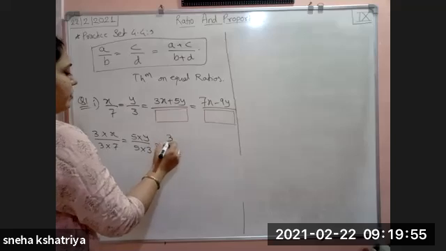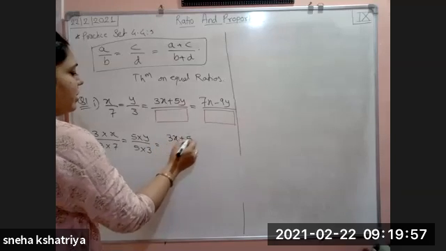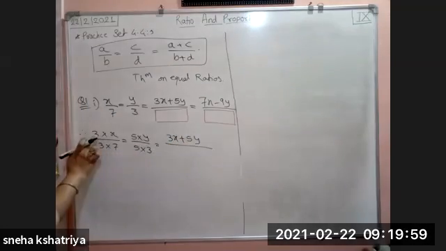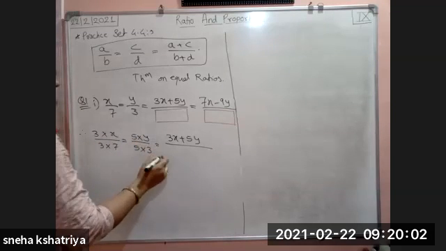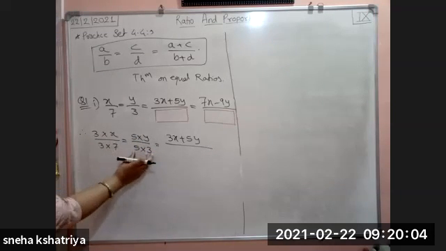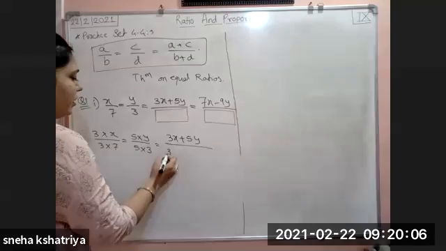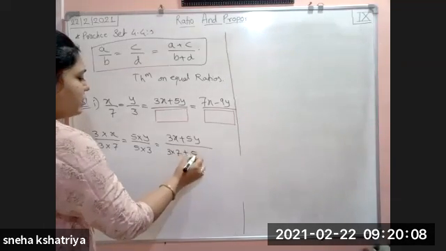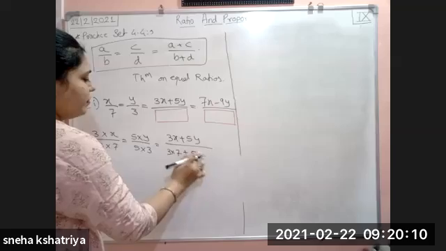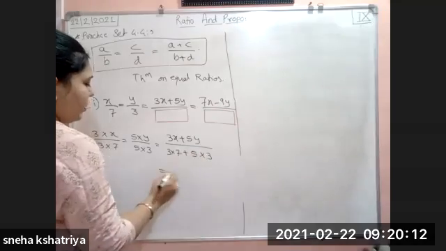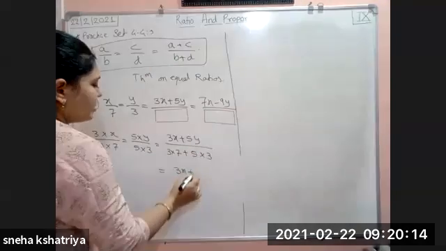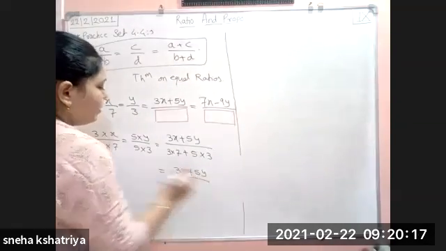At the numerator there is addition, 3x plus 5y. See here, 3x plus 5y. So at the denominator also, 3 into 7 plus 5 into 3. Multiply, 3x plus 5y over the denominator.